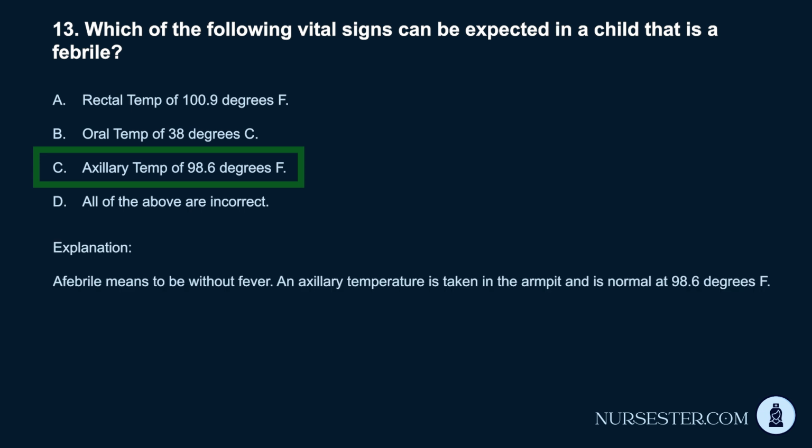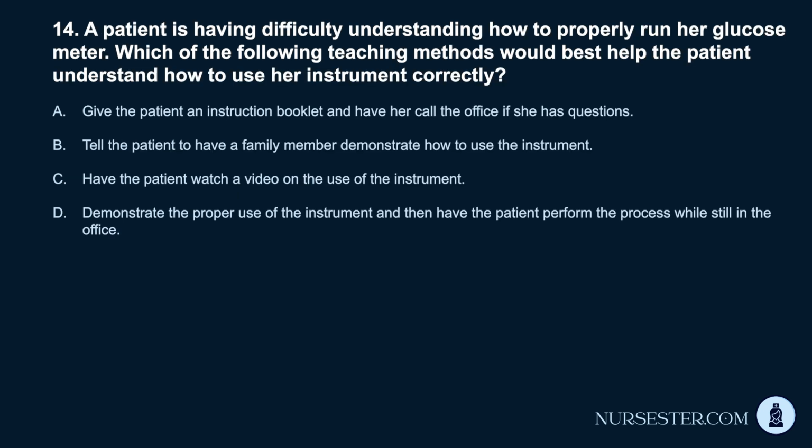Afebrile means to be without fever. An axillary temperature is taken in the armpit and is normal at 98.6 degrees Fahrenheit. 14. A patient is having difficulty understanding how to properly run her glucose meter. Which of the following teaching methods would best help the patient understand how to use her instrument correctly?